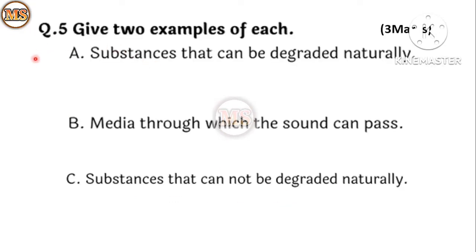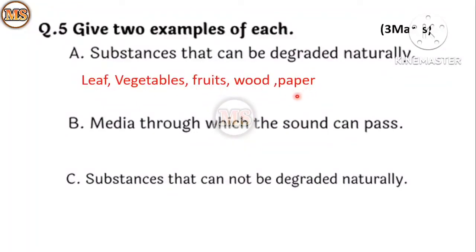Then next, question number 5: give 2 examples of each, and this is for 3 marks. So we have to write 2 examples for each of the following. The first one: substances that can be degraded naturally. We have to write the names of naturally degrading substances, and the examples are leaf, vegetables, fruits, wood, paper, etc.